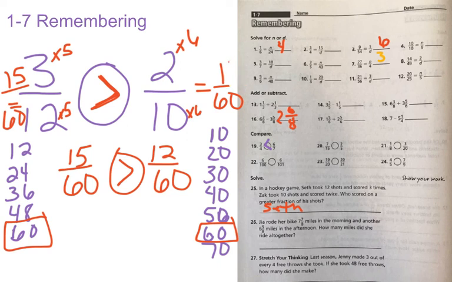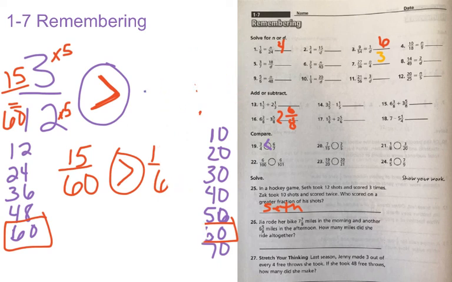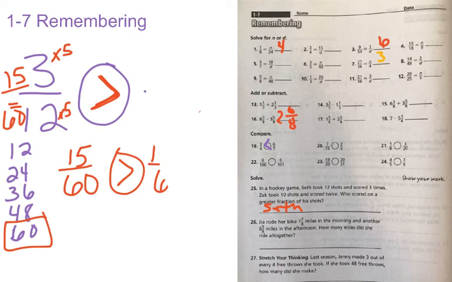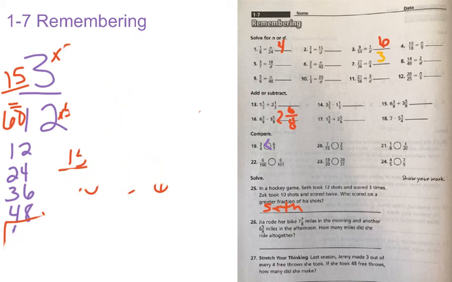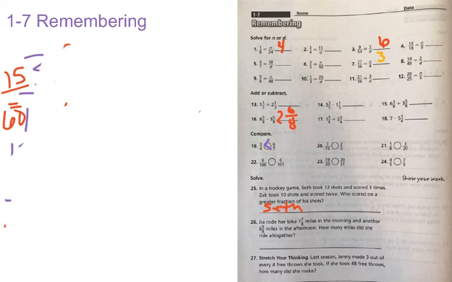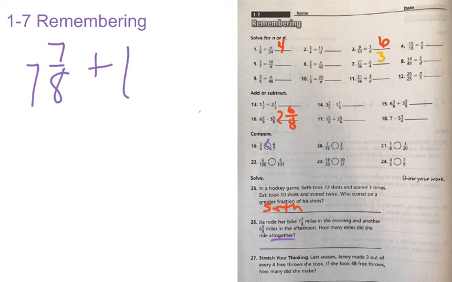We can go ahead then and look down to number 26, and number 26 reads, Gia rode her bike 7 7/8 miles in the morning and another 6 5/8 in the afternoon. How many miles did she ride altogether? Well, when we see a word like altogether, we know that we're adding our fractions together. So you're going to set up your problem when you have 7 7/8 plus 6 5/8, and you can go ahead and solve that one on your own.